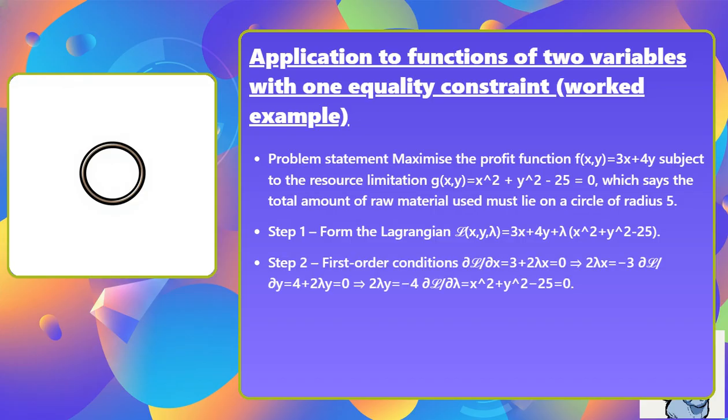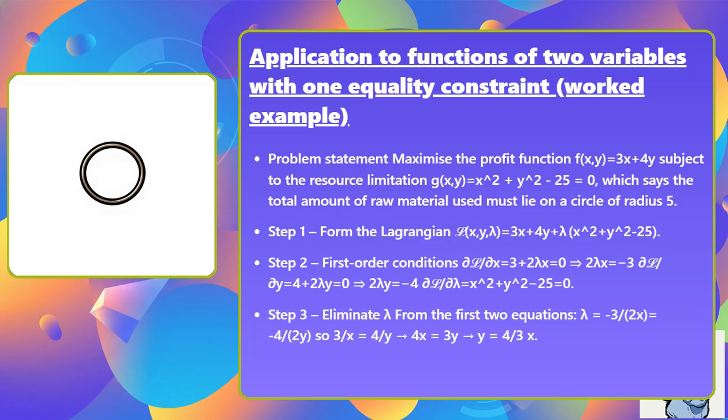Step 2. First order conditions. Partial L of x equals 3 plus 2 lambda x equals 0, so 2 lambda x equals negative 3. Partial L of y equals 4 plus 2 lambda y equals 0, so 2 lambda y equals negative 4. Partial L of lambda equals x squared plus y squared minus 25 equals 0.